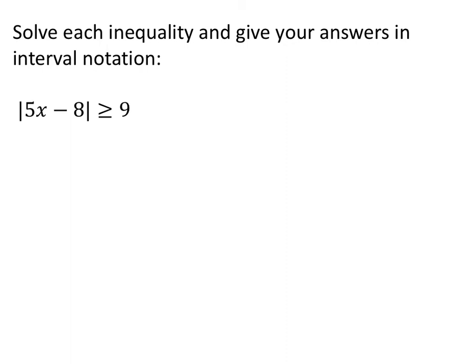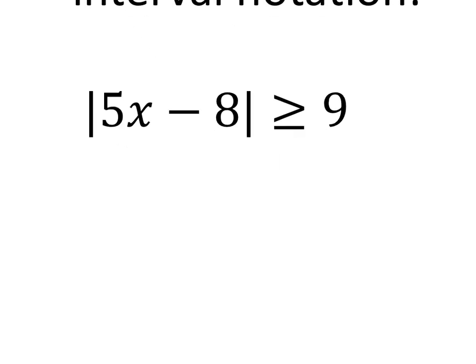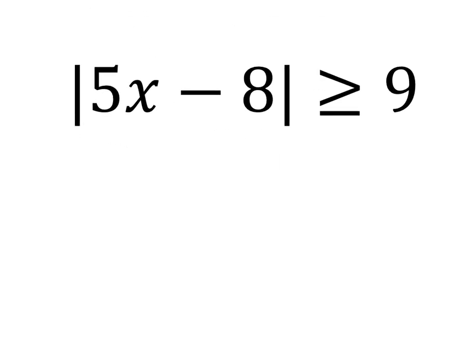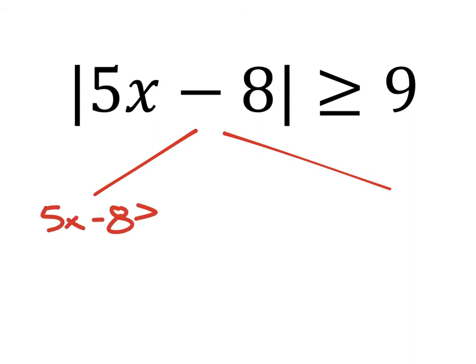This is our first non-just x one. It says it wants our answer in interval notation, so we're going to do the graph on this one as well, right? This is a straight absolute value compared with 9. So let's split this thing up, guys. We've got 5x minus 8. If it can be greater than or equal to 9, that'd be awesome.